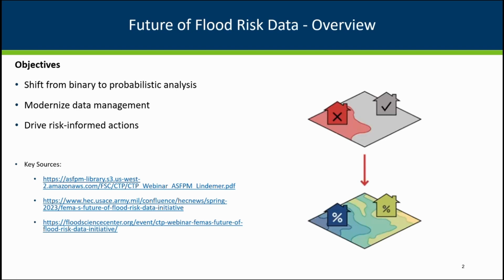But the way the binary system works out on the map, this person is forced to pay flood insurance, or maybe they're not allowed to build there at all, but this person is in good shape. And then they also want to be able to modernize data management and help drive more risk-informed decisions. And we'll get into that here.